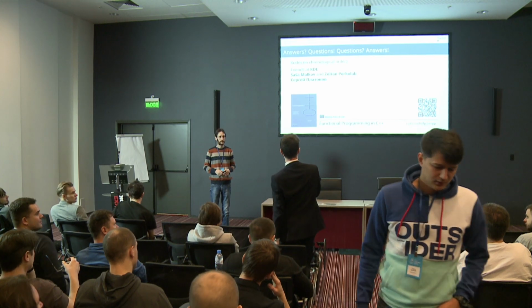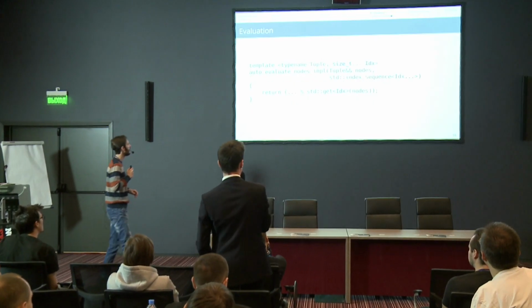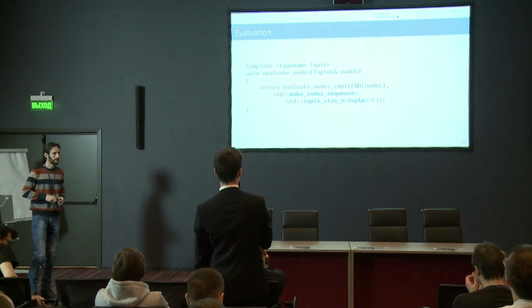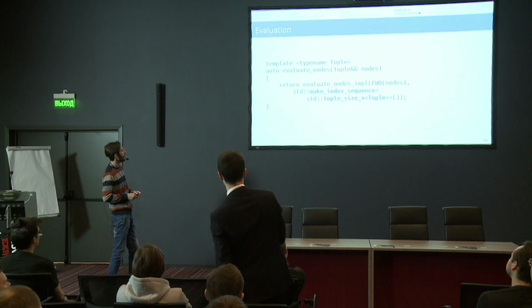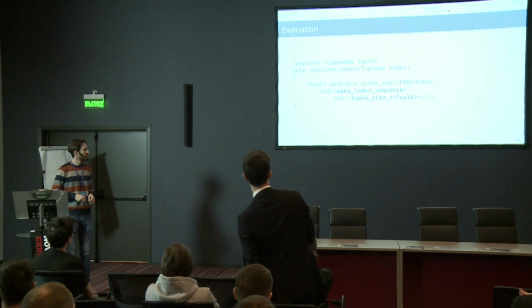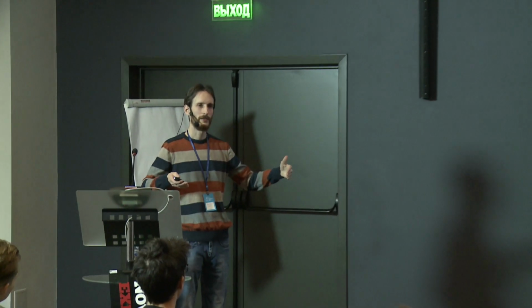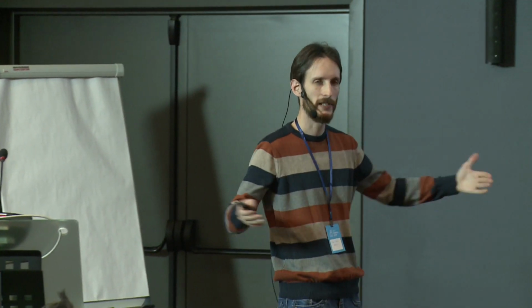Thank you for the talk. Can you please go back to the slide with make index sequence and index sequence? Why don't you use std apply instead, take variadic arguments and pass them through a fold expression? It's the first question. That's a good question. I have no idea. This was a little bit more complex code from production, where things are not as simple as this. And when I compressed everything to a slide, I didn't even consider std apply.